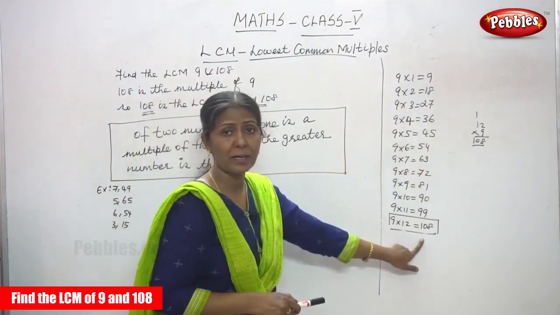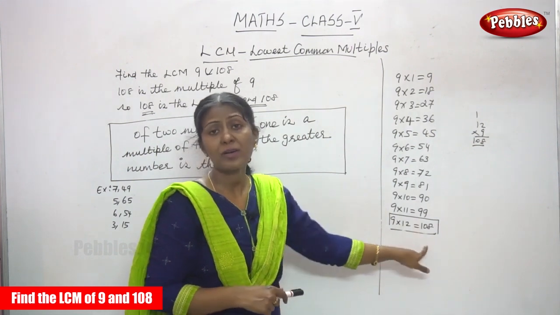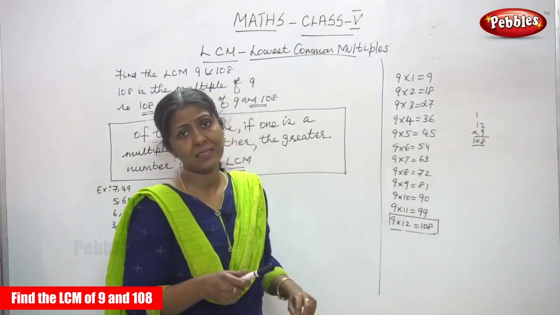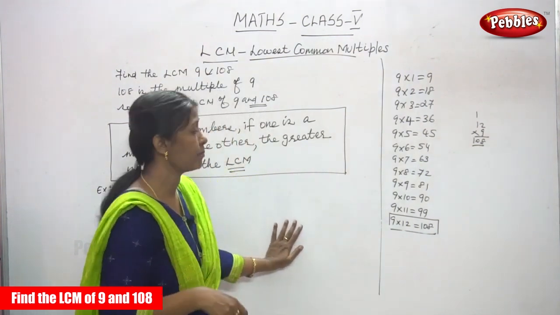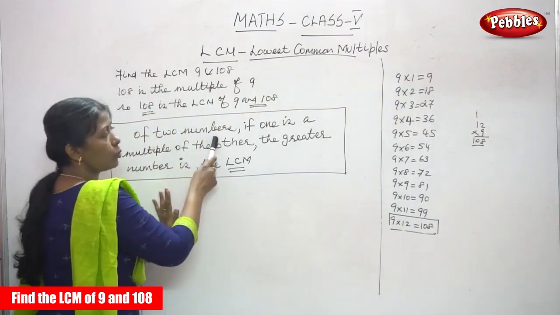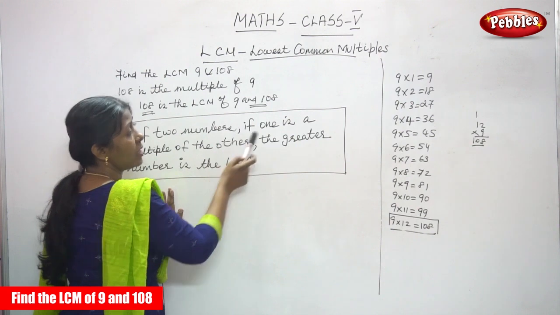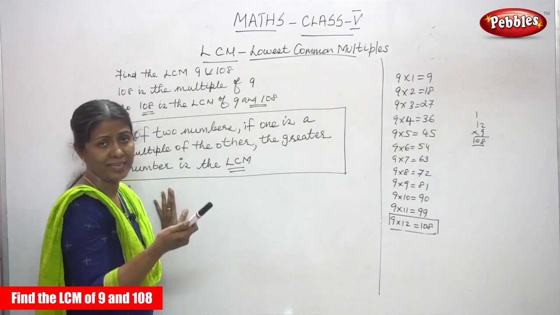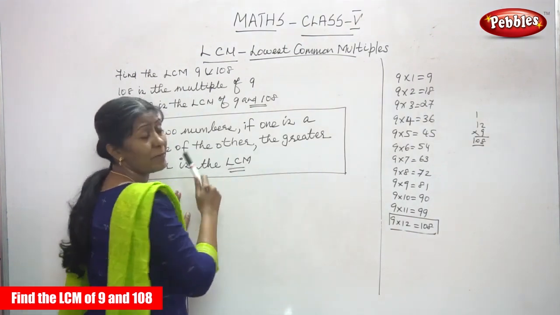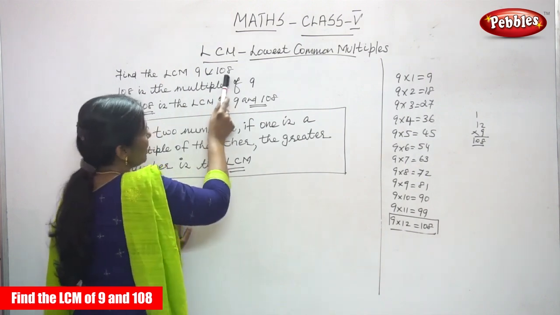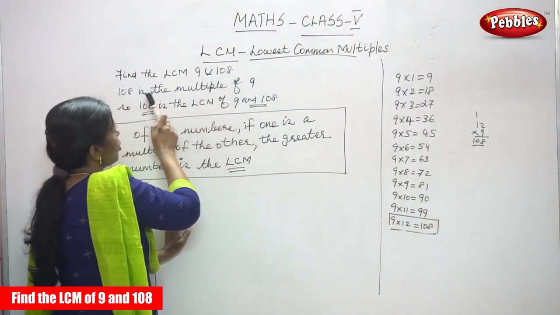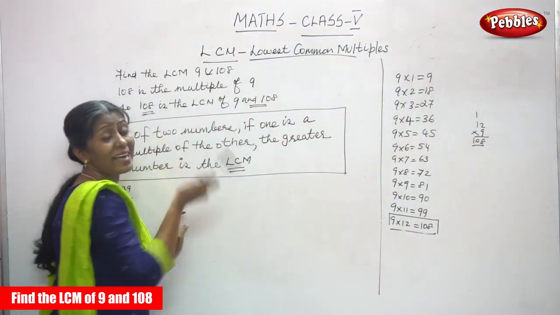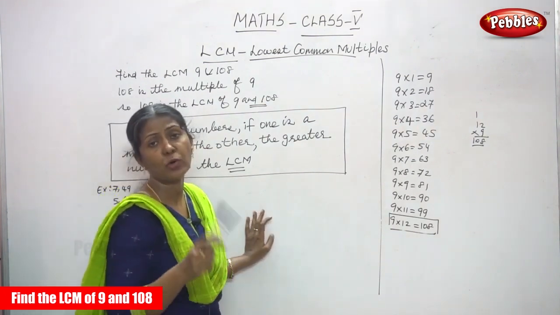So 108 is one number, another number is 9. 108 is the multiple of 9. So we will consider the greater number as the LCM. So we must apply this rule of two numbers, if one is a multiple of the other. One number is 9, the other number is 108. So 108 is the LCM of 9 and 108.